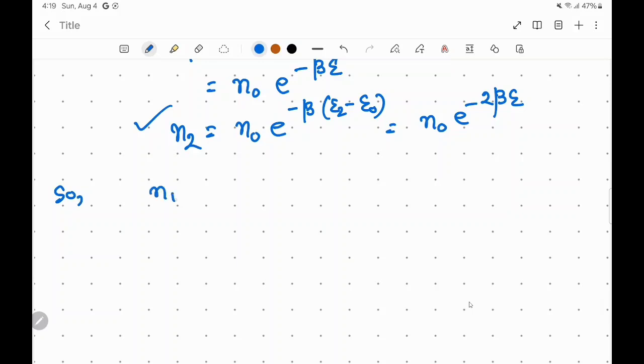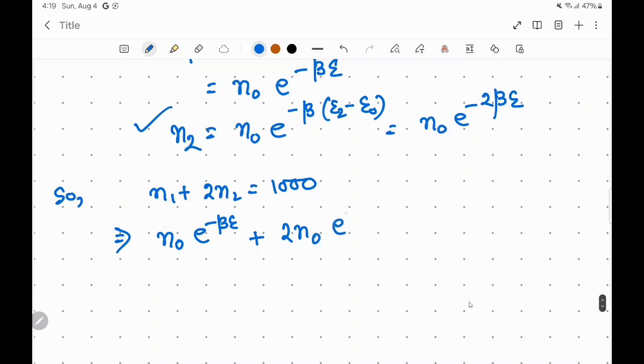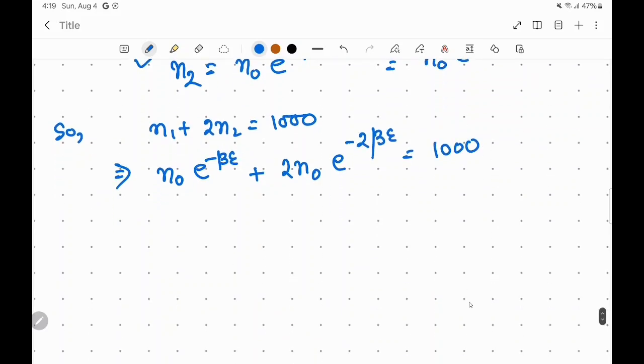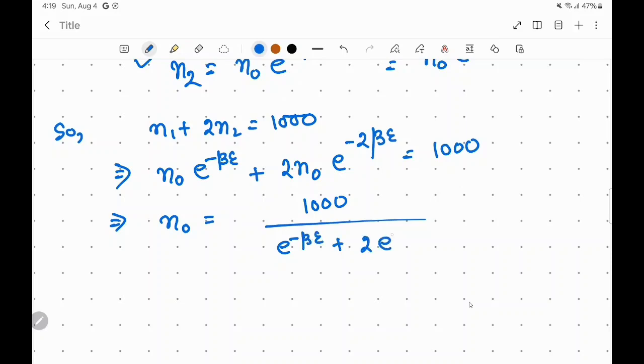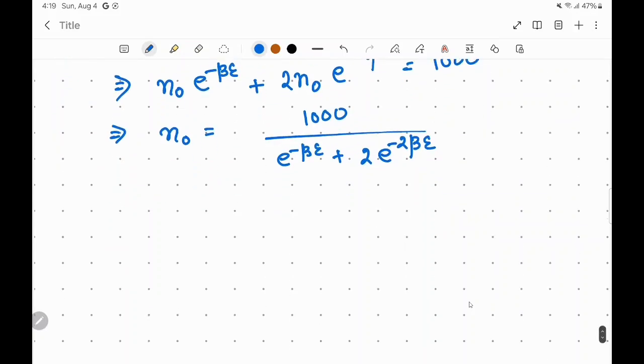So n1 plus 2n2 is 1000. So it will be n0 into e to the power minus beta epsilon plus 2 n0 into e to the power minus 2 beta epsilon equals 1000. Okay, so from here you can find out n0. N0 will be 1000 divided by e to the power minus beta epsilon plus 2 into e to the power minus 2 beta epsilon. Okay, so this is our value of n0. Just we have to now calculate.